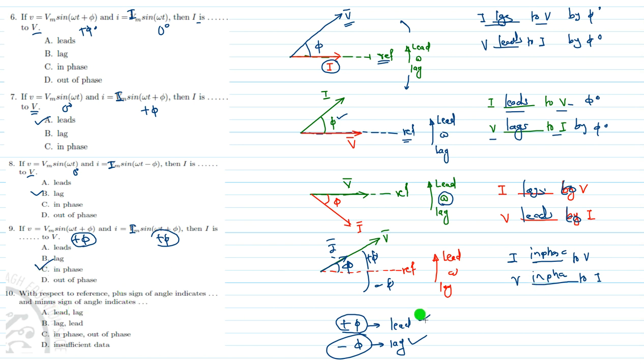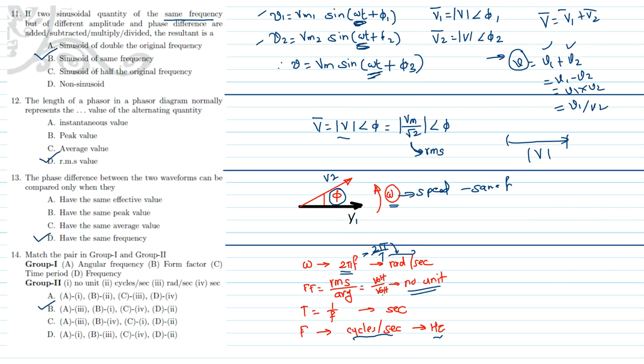With respect to the reference, the plus sign indicates lead and the minus sign indicates lag. So plus is lead, minus is lag. So let's see the next question.